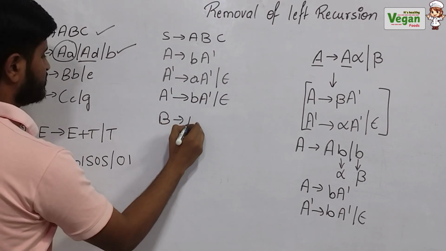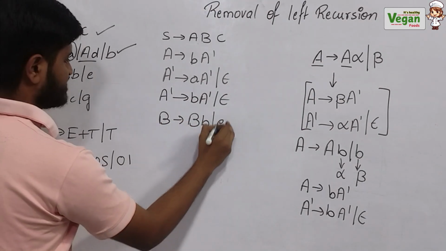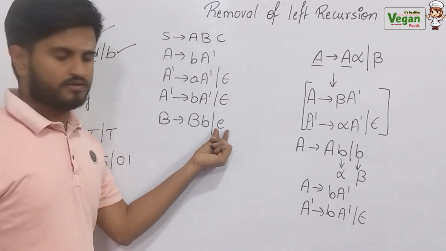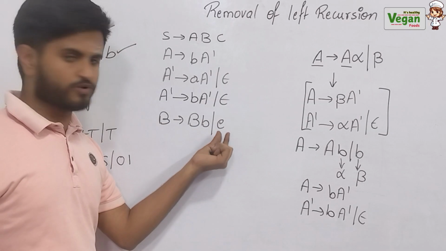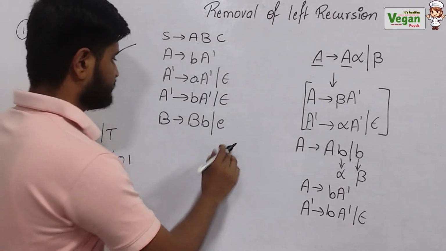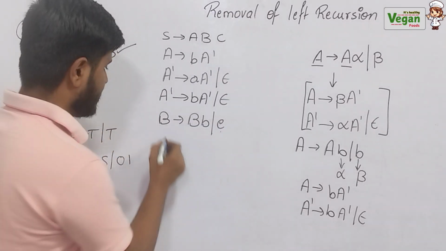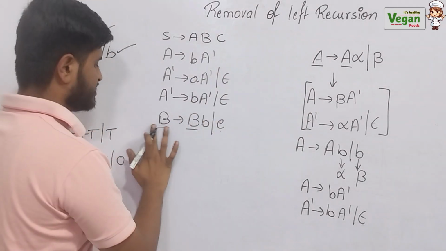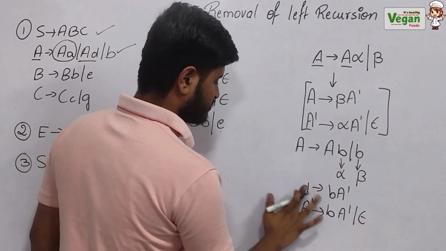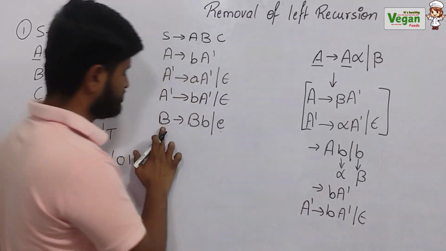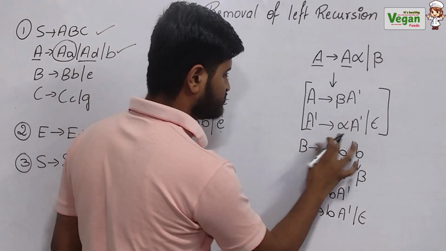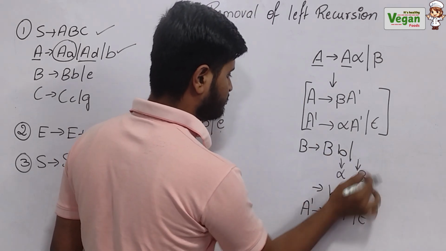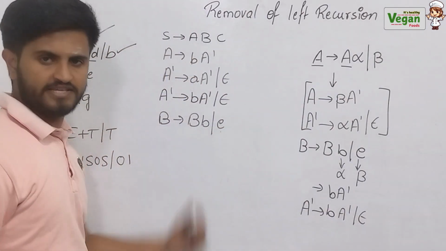B producing capital letter B, small b slash epsilon. So if you see, small letter e is there. There is no left recursion in this production, so you will be using this as the beta. And capital letter B producing capital letter B, yes, there is a left recursion in it. So in the place of A, you will be using the B. So B producing capital letter B and small letter b. In the place of beta, it will be small letter e.